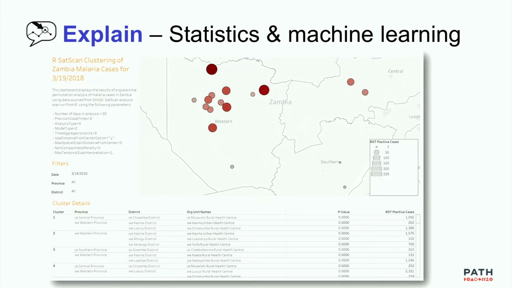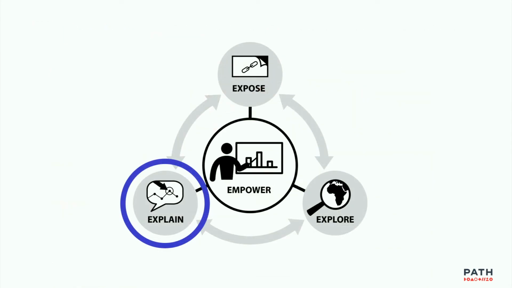So in this case, this was done by one of our interns using the R StatScan tool, which is doing clustering based on time and space to identify clusters of malaria out in southern and western province in Zambia. So that's a whole other way we can think about explaining and working with the data. And that's an area where we're certainly trying to do more with and more automated as we can.